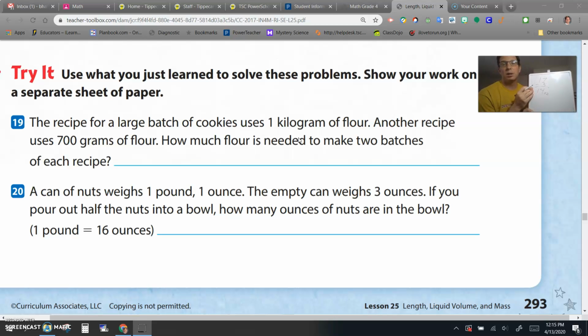He pours half of the nuts into the bowl. So half of 14, 14 divided by 2, is 7 ounces of nuts. Okay? Alright, so that's number 20. Again, rewind me if I went a little too quick. So this was your MIB, pages 292 to 293. Corresponds with your math practice and problem solving 301, 302.